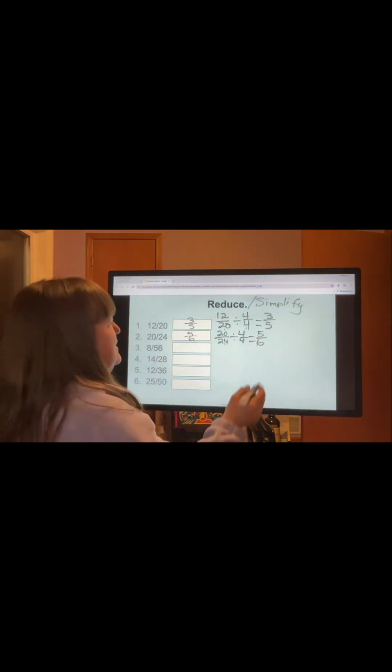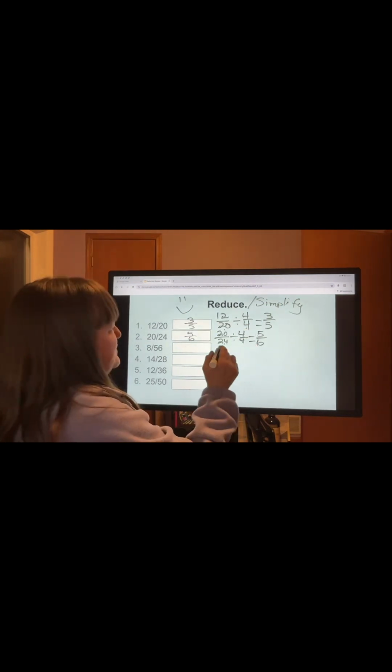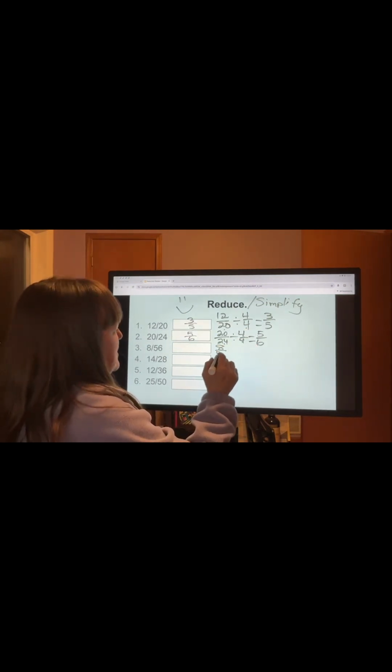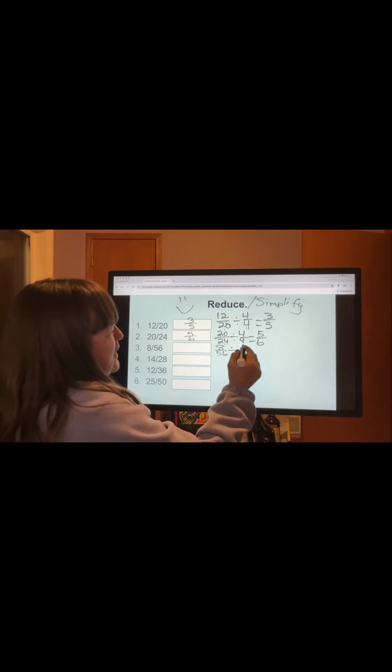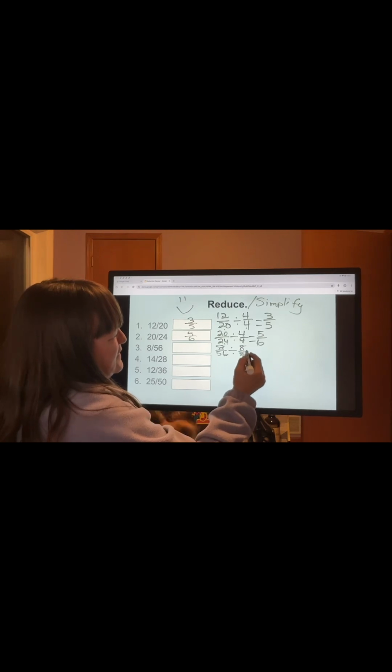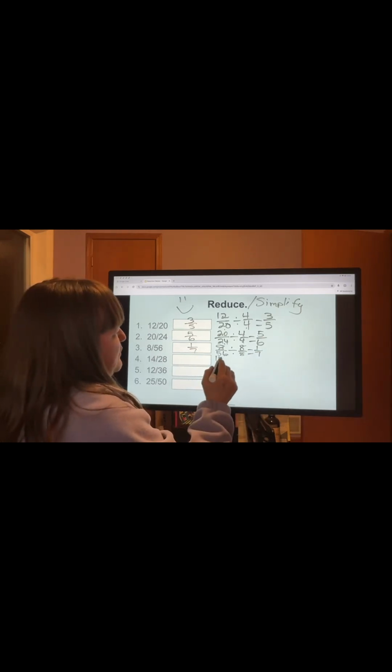Simplify. I don't know why they have to have so many different words for it, but that's what they do. 8 over 56. I'm going to go with 8 because I know 8 times 7 is 56. So 8 divided by 8 is 1. 8 goes into 56 7 times. 1 over 7.